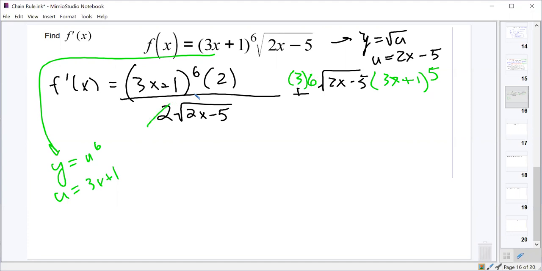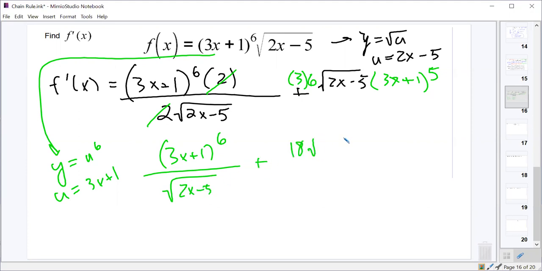Yeah. All right, these two should cancel, and so we end up with 3x plus 1 to the 6th over root 2x minus 5 plus, looks like 18 root 2x minus 5 and 3x plus 1 to the 5th. Good or no?